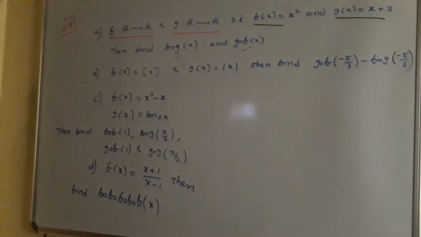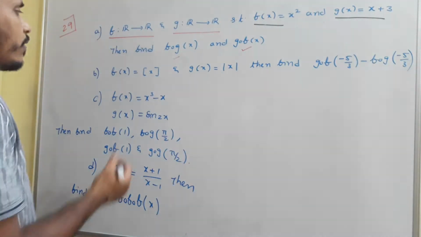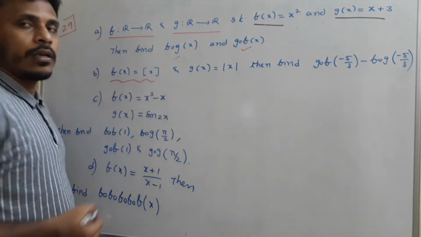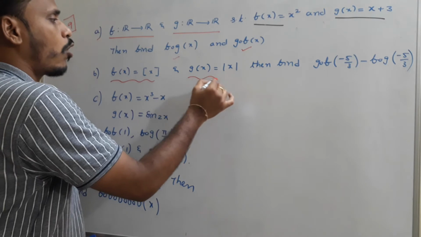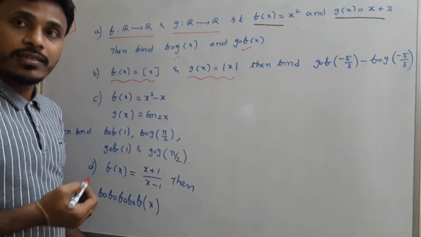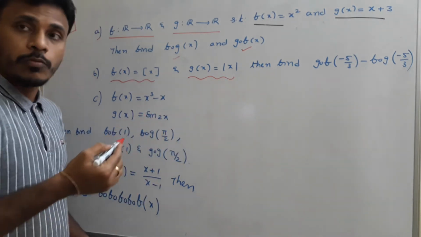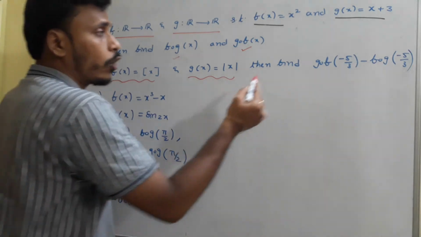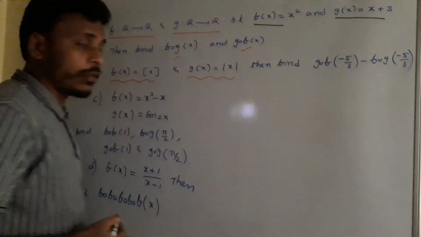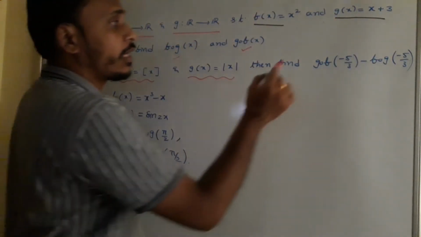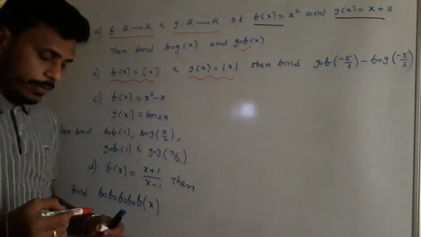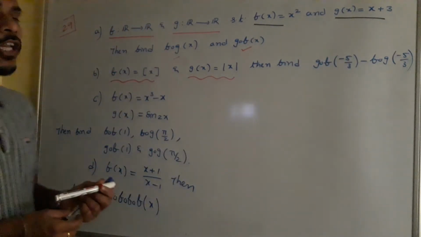So look at the next problem. f of x is given as step x. g of x is given as mod x. f of x is step x. g of x is mod x. And we need to calculate g circle f of minus 5 by 3 minus f circle g of minus 5 by 3. The difference we need to calculate.